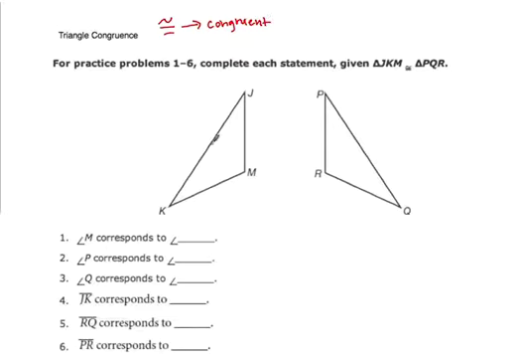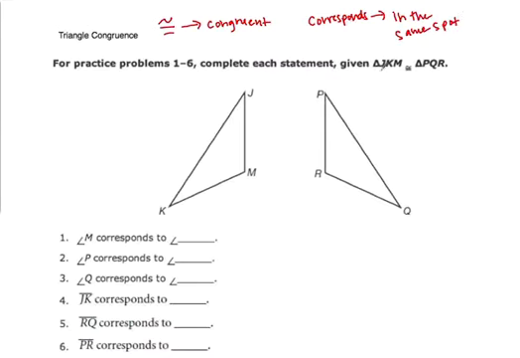All right, so for practice problems 1 through 6, complete each statement. It says, given that triangle JKM, which is our first triangle, is congruent to triangle PQR. In number 1 it says, angle M corresponds to angle what? You need to know that congruent means equal, and you need to know that corresponds means in the same spot. So in the same spot, but in different triangles.